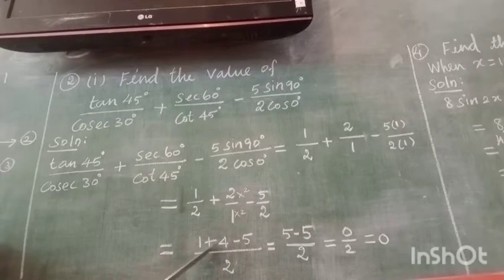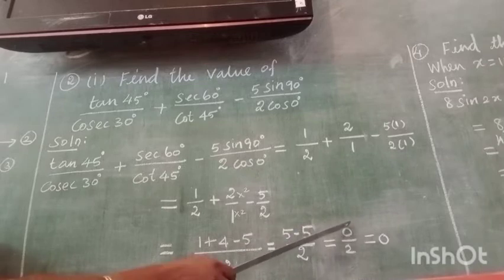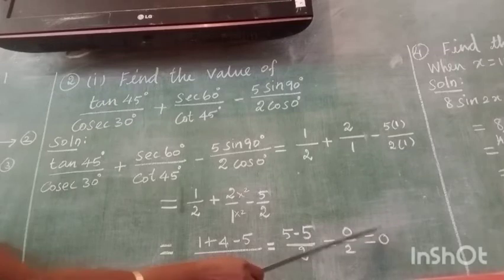So now you have the positive values, 1 and 4. 1 plus 4 is 5, minus 5. So 5 minus 5 by 2. What is 5 minus 5? 0 by 2. 0 divided by any number is equal to 0. So the answer is 0.